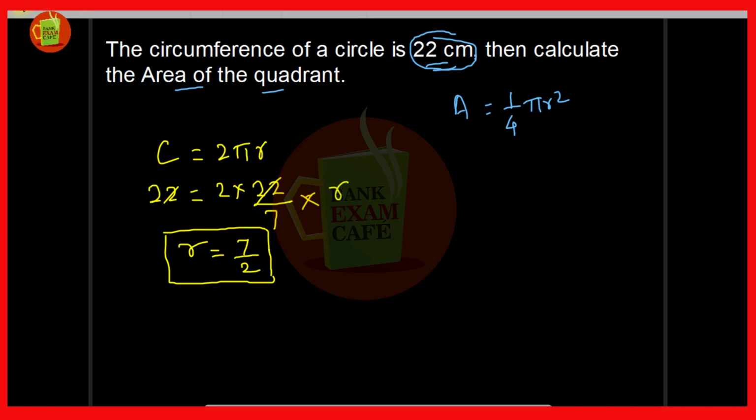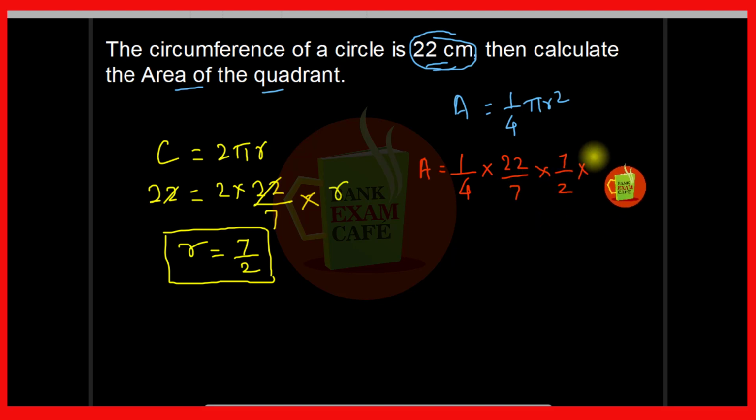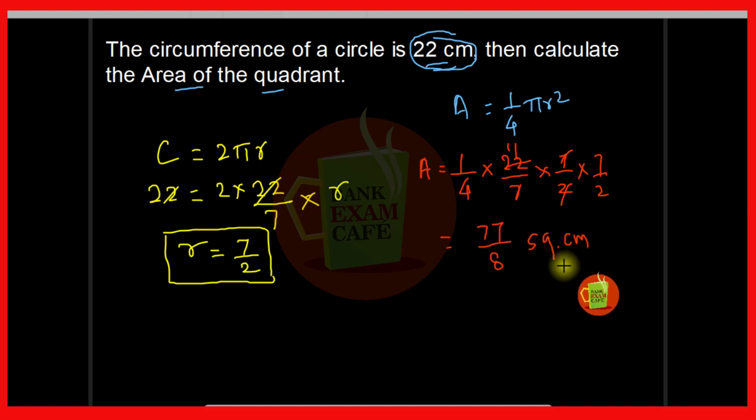Now we have to find the area. So area is equal to 1/4 into pi, that is 22 by 7, into r square, that is 7 by 2 into 7 by 2. So this 7 and 7 will get cancelled. 2 ones are 2, 2 11s are 22. Then it will be 11 7s are 77, which is equal to 77 upon 4 2s are 8. And since it is an area, it will be 77 by 8 square centimeter.